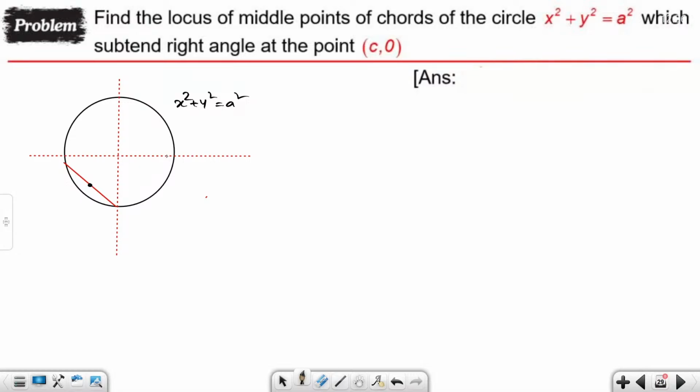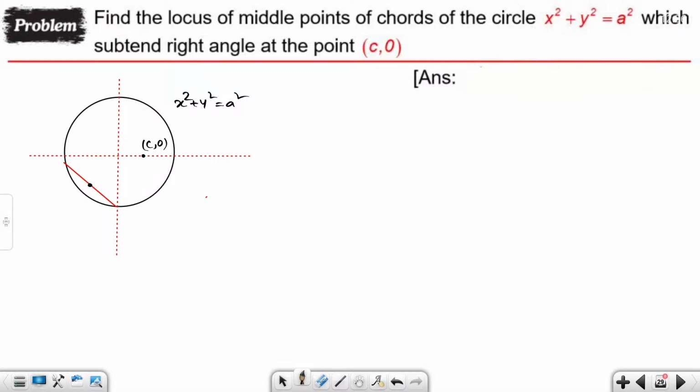which is subtending a right angle at the point C comma 0. C comma 0 is a point somewhere on the x-axis. So, let us say the point is this point. You can take this point outside, no problem. You are going to have the same thing. So, this point is C comma 0.